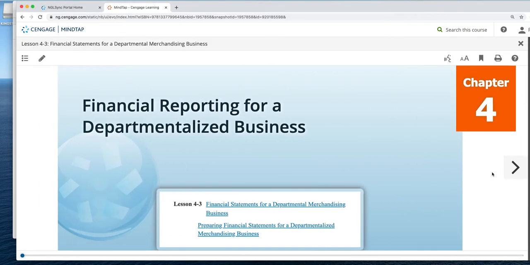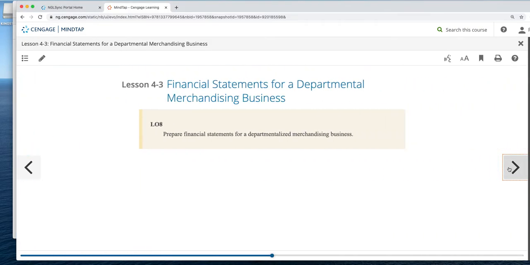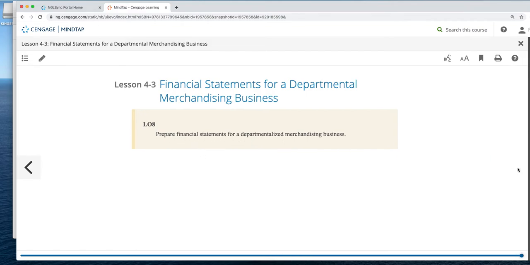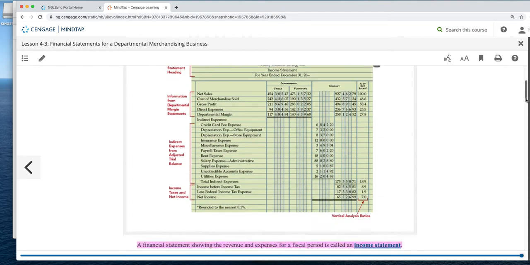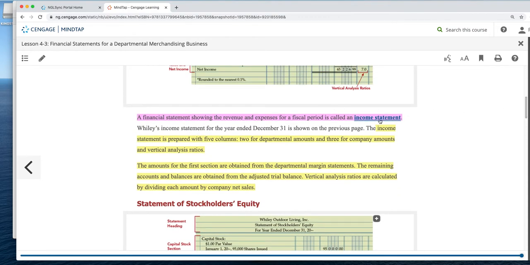So we're looking at 4.3. What we're doing here is we're going to prepare financial statements. There's going to be 4 financial statements that we're going to prepare. The income statement, the first one, shows revenue and expenses.